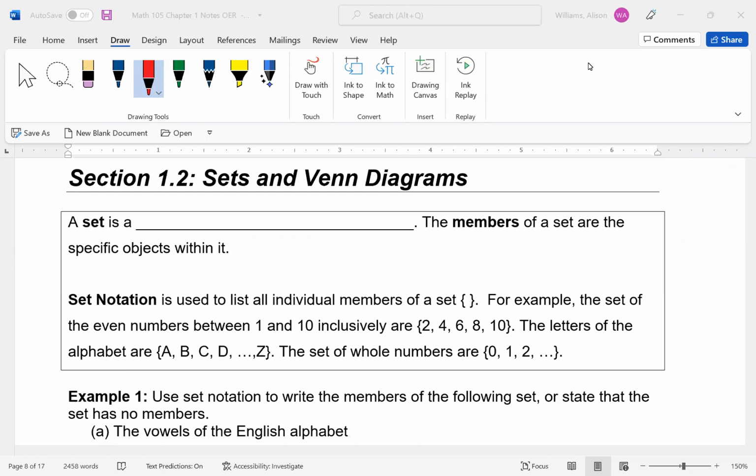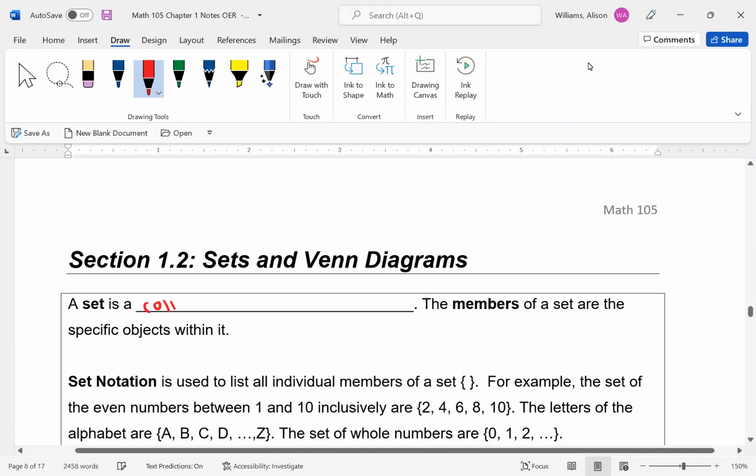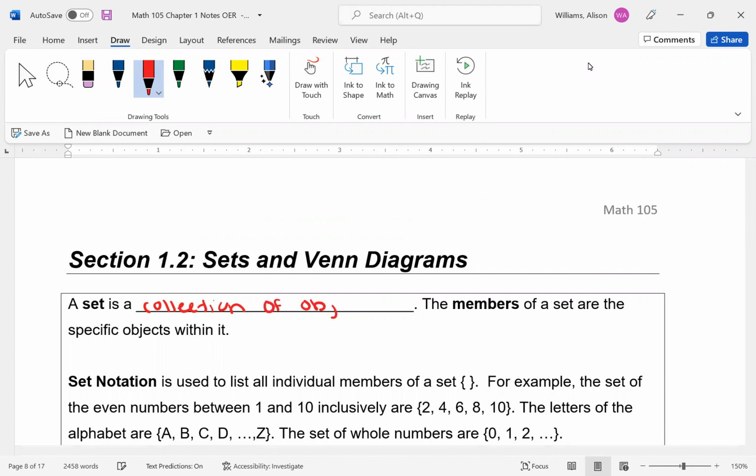So a set is a collection of objects. Let me go ahead and scroll down a bit while I write this. Collection of objects. And the members of a set are specific objects within it. So we use this notation for sets, and you've probably seen it at some point in your math career. It's the little squiggly brackets.